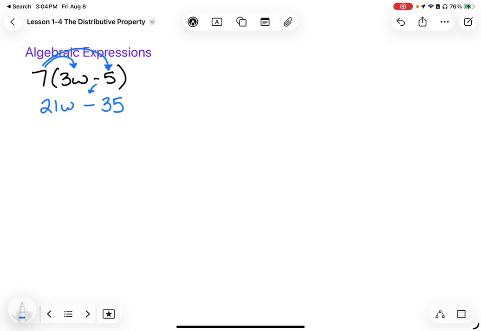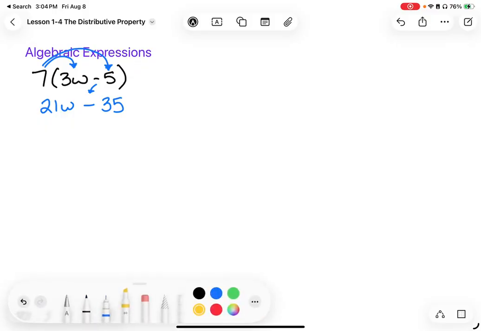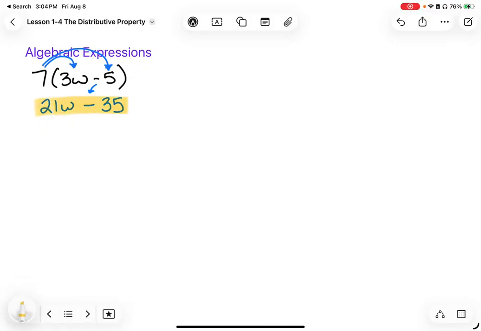Now, 21w and 35 are not like terms. One of them has a w and one of them does not. And that means I cannot combine these two things together. So my final answer is 21w minus 35. I know that's not a very satisfying final answer to write. It seems like we should be able to do a little bit more and put those together somehow, but we really can't. That is the best we can do.